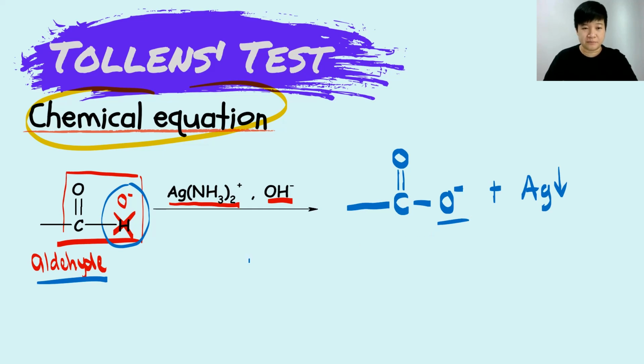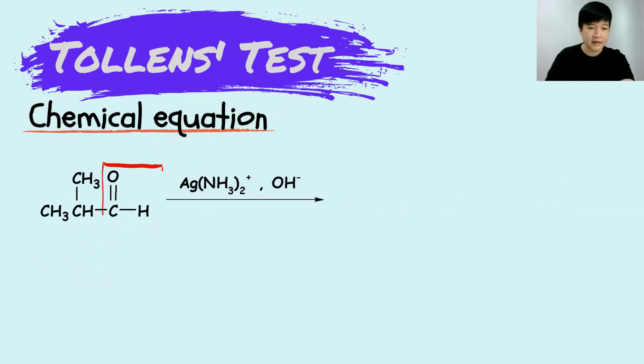Let's look at some examples. So that is my aldehyde, your C double bond O with the presence of your hydrogen. That is my ammoniacal silver nitrate in the alkaline condition. So what happened, ladies and gentlemen? Simple. The H at the aldehyde, the H that is sitting with the carbon that is holding the double bond O, will then be removed.